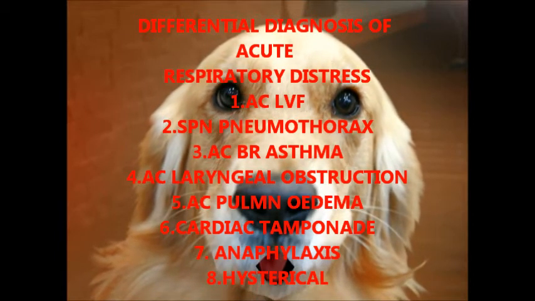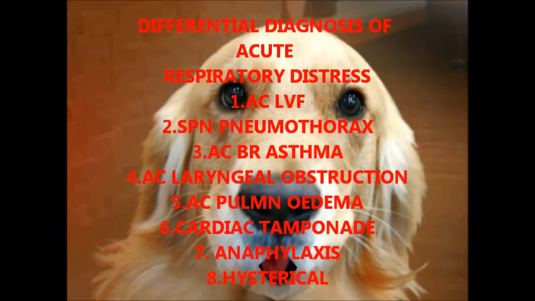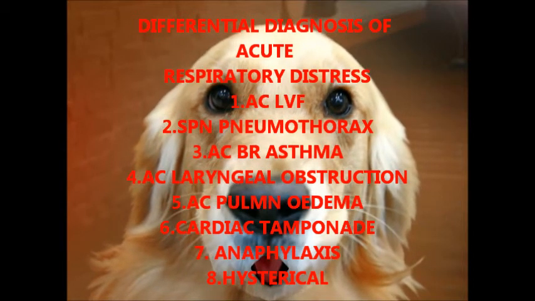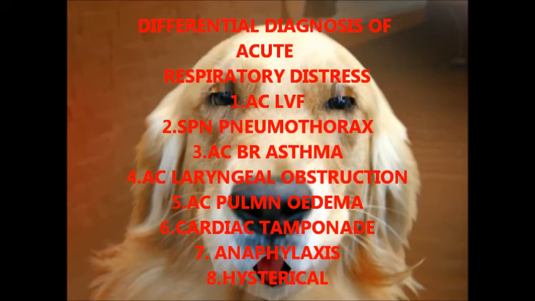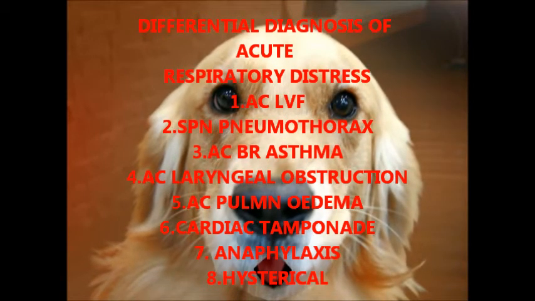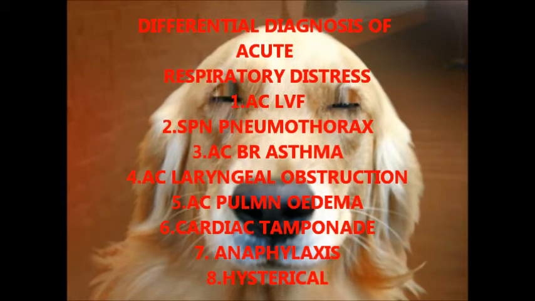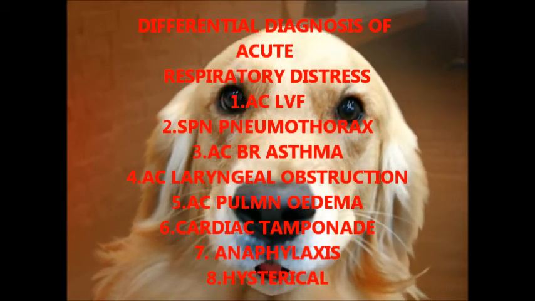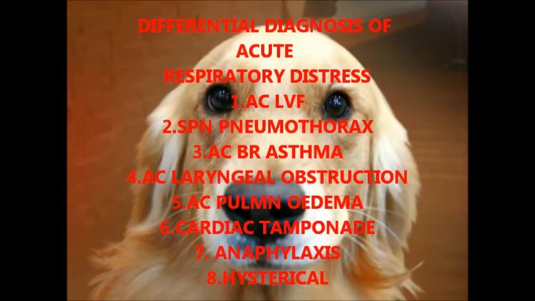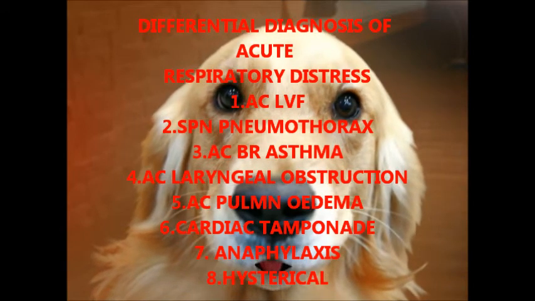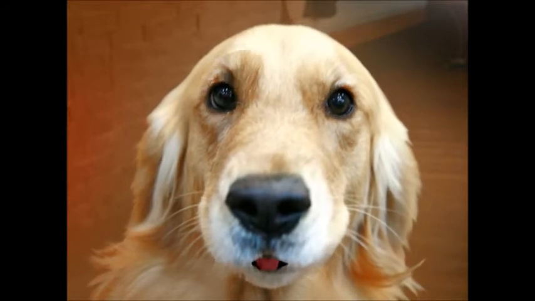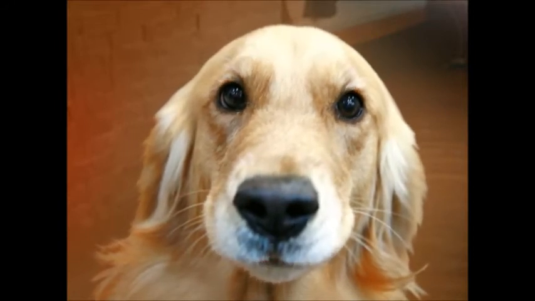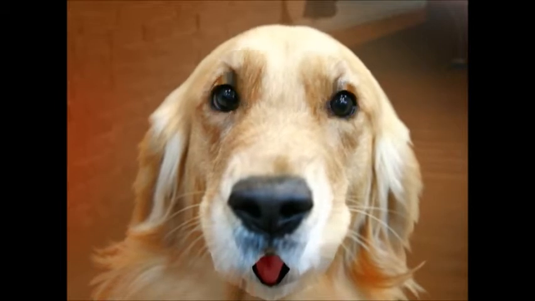And these common causes of acute respiratory distress are acute left ventricular failure, spontaneous pneumothorax, acute bronchial asthma, acute laryngeal obstruction, acute pulmonary edema, cardiac tamponade or pericardial effusion, anaphylaxis, and hysterical or psychiatric hyperventilation. So these are some common causes of acute respiratory distress.